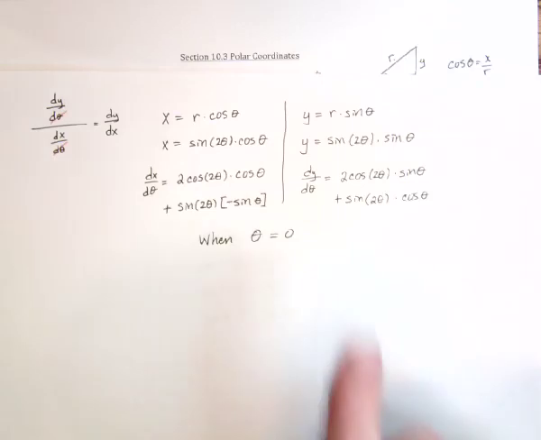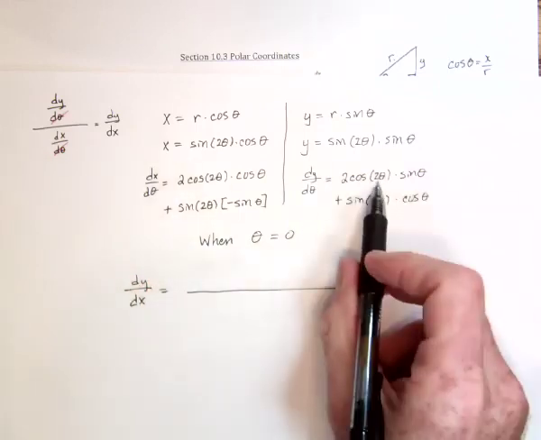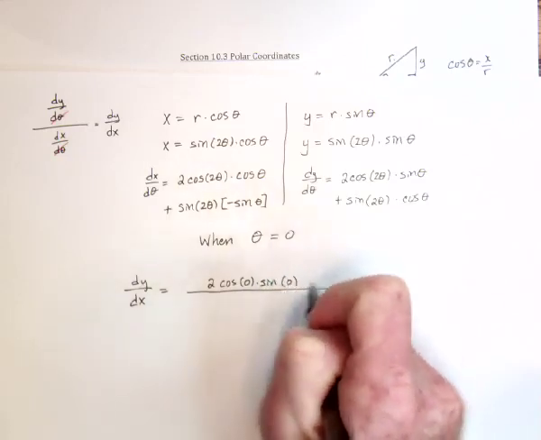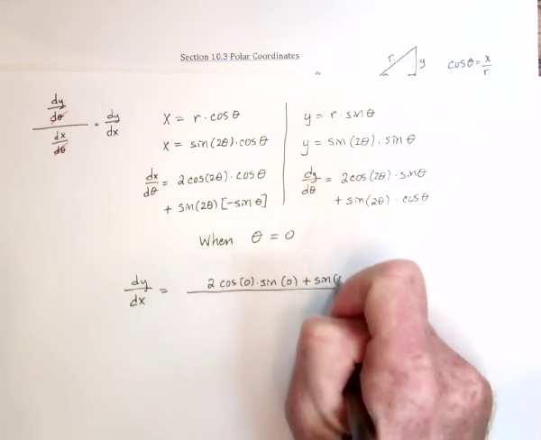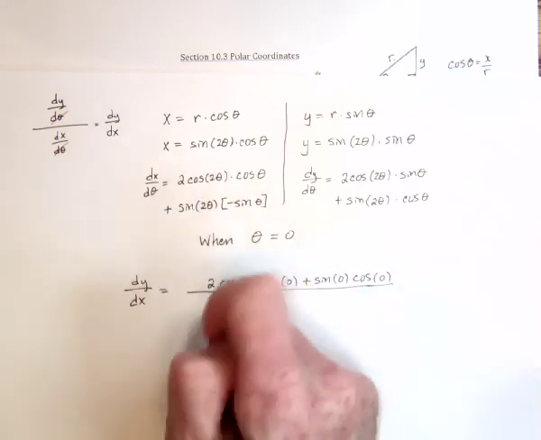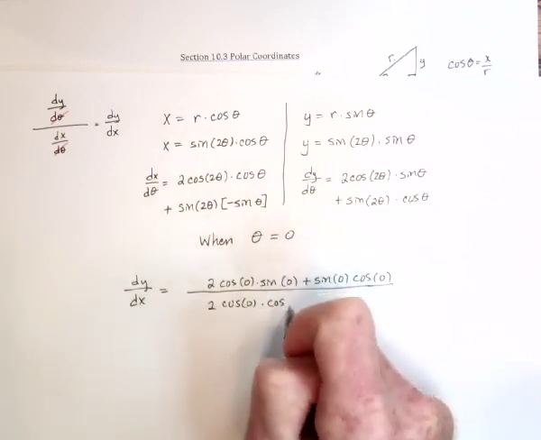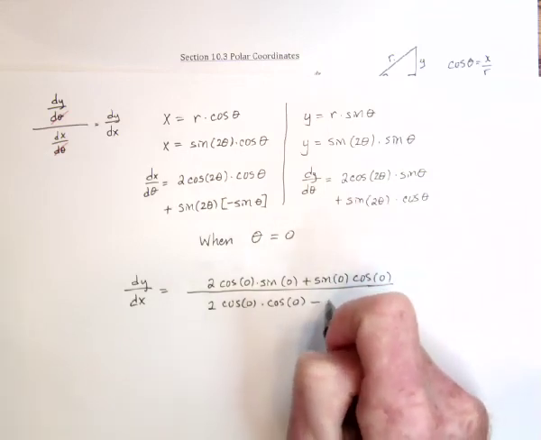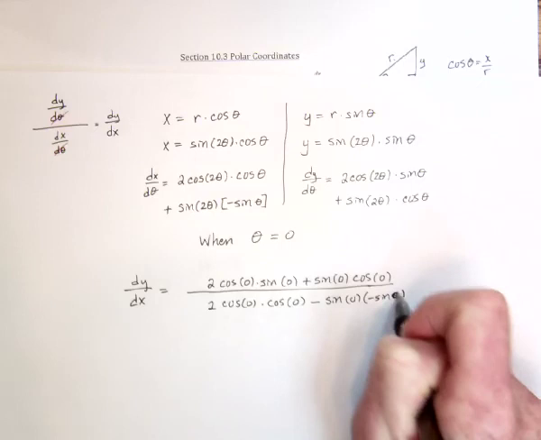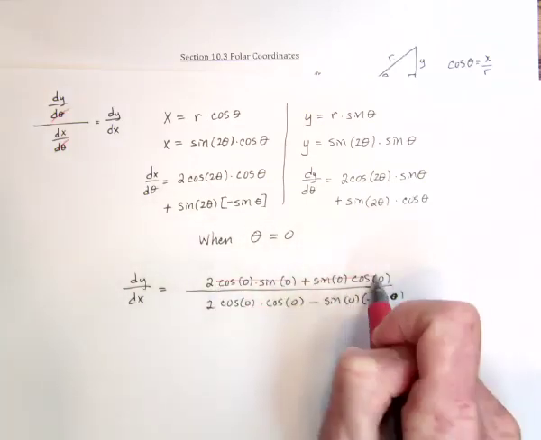So we would then have dy over dx. So dy over dx is going to equal, so this we're going to use zeros. So 2 cosine of 0 times sine of 0 plus sine of 0 cosine of 0, then dx. So this one is going to be 2 cosine 0, because it's 2 times 0, and then cosine of 0, and then it's actually minus sine of 0. Sine of 0 is 0. So anything that has sine of 0, this is gone, this is gone, this is gone.